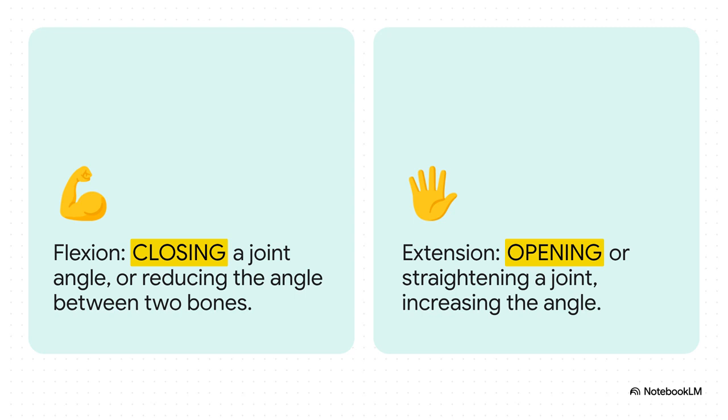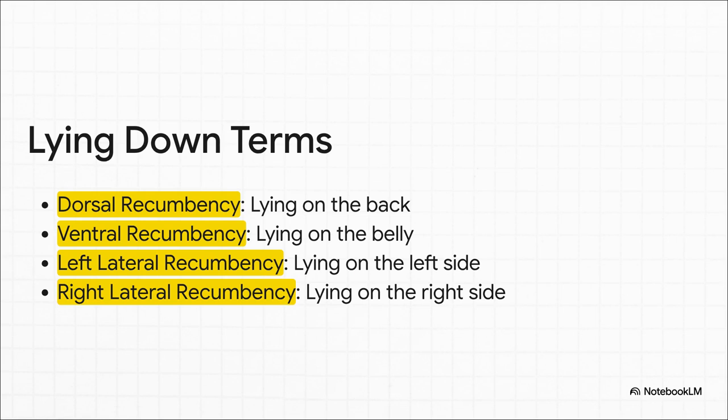Simple as that. And finally, this is something you'll hear all the time. The position an animal is lying in is called recumbency. If they're lying on their back, it's dorsal recumbency. On their belly, it's ventral recumbency. And if they're on their left or right side, it's just called left or right lateral recumbency. These are super important for exams and procedures.